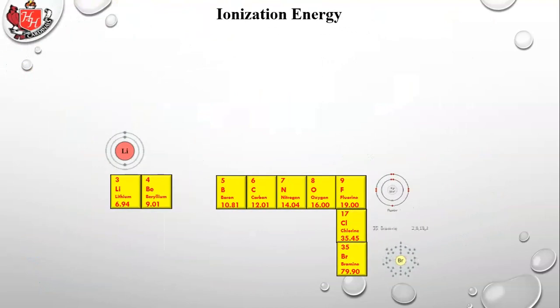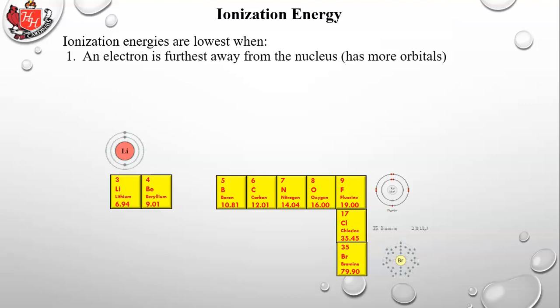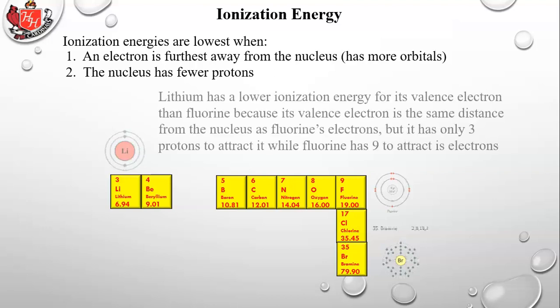Okay, now this is a trend that you could be asked on the AP exam, to explain why the ionization energy increases either as you go from left to right across a row, a period, or from bottom up to the top in a group or column. Okay, so we're going to explain that right now. Ionization energies are lowest when an electron is furthest away from the nucleus, that is, the atom has more orbitals, or the nucleus has fewer protons. So let's take a look at those.